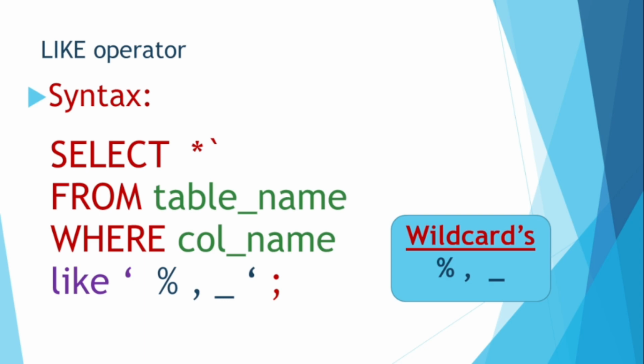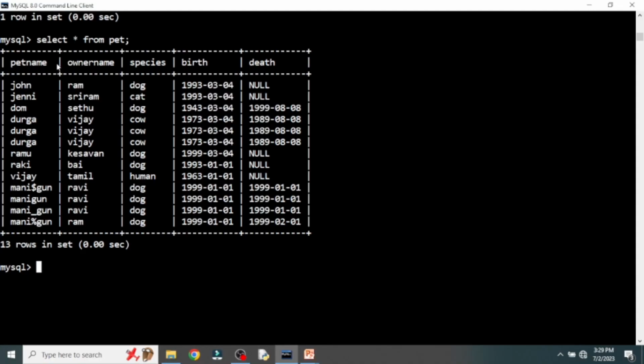Let's start with an example. We have a table called pet, which has a set of data. We are going to select the pet name column, and in that column we are going to find the names starting with J, the names ending with I, and the names having the alphabet A. So like this we are going to find them using the LIKE operator and its wildcard characters, percentage and underscore.